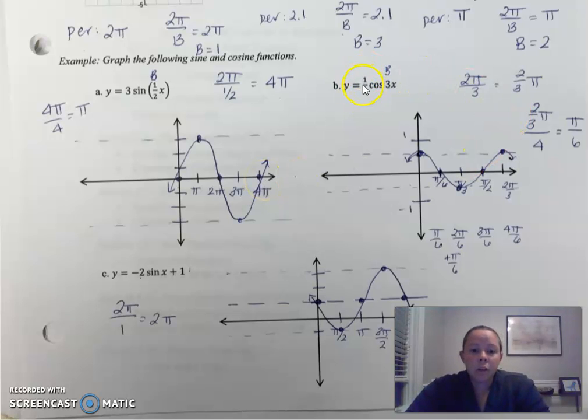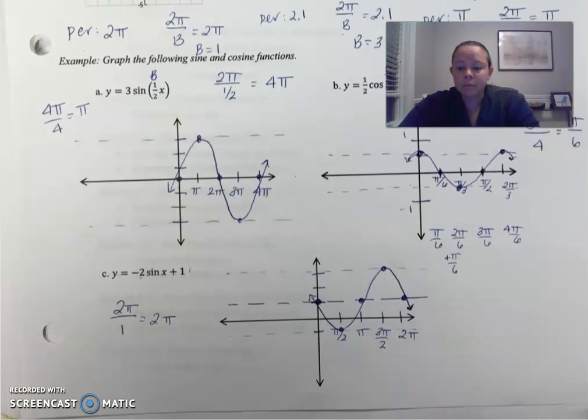So here, 1/2 is my amplitude. So this is my b value. So 2 pi over 3 is when I complete a cycle. So divide that by 4. So I'm going up by increments of pi over 6. I know I have a cosine, and it's just a nice cosine graph starting up top.